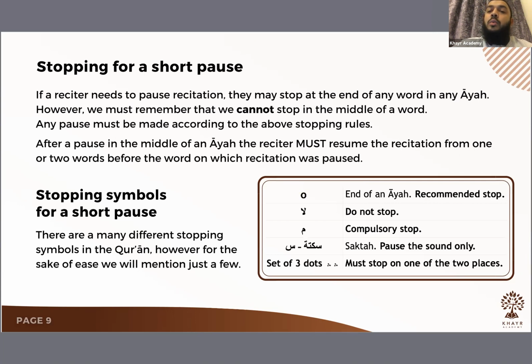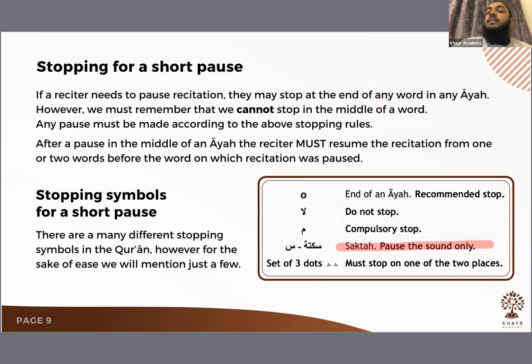Number two, what we're going to concentrate on is this la. La in Arabic means no. If we're reading Quran and la comes in the middle, we just zoom past it, we don't stop. Number three is meem. Meem is a compulsory stop, so whenever you see meem, we have to stop. Number four, we're going to talk about today, is sakta.